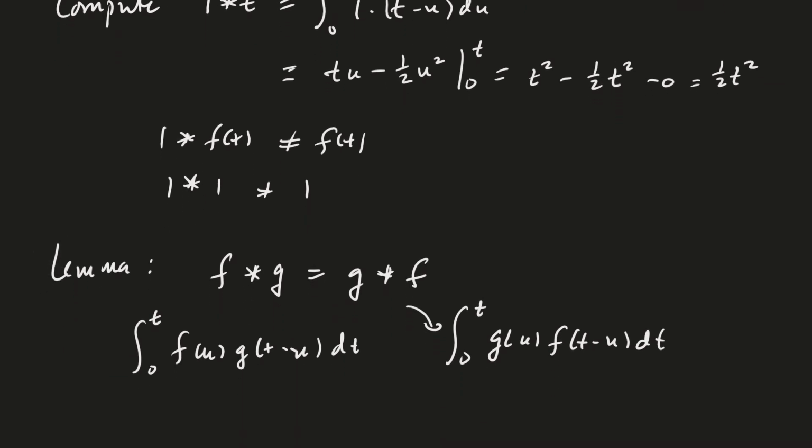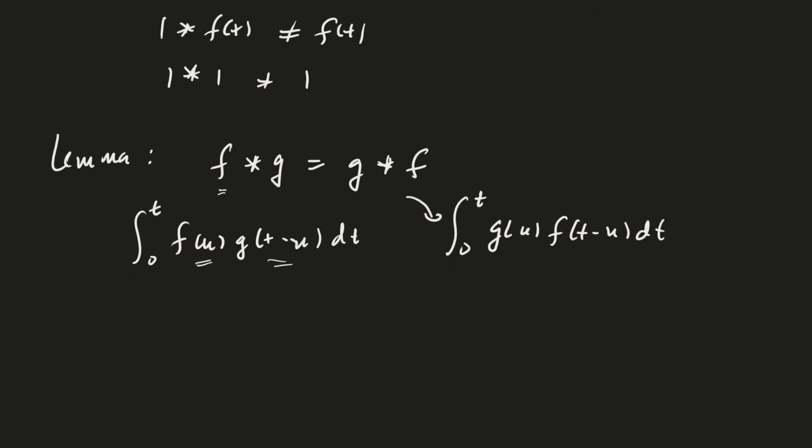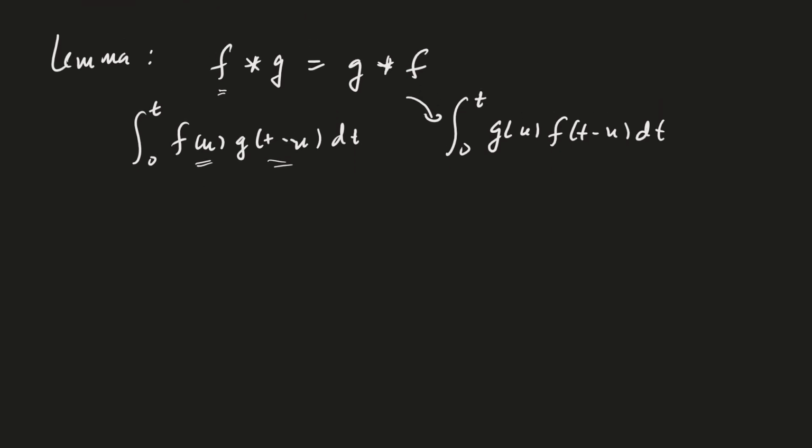Very good. And so the upshot of that is that when you're trying to compute f convolved with g, you can decide which one you want to come first and which one you want to shift. Okay, so sometimes it's easier to shift one than the other. So let's do another example maybe.